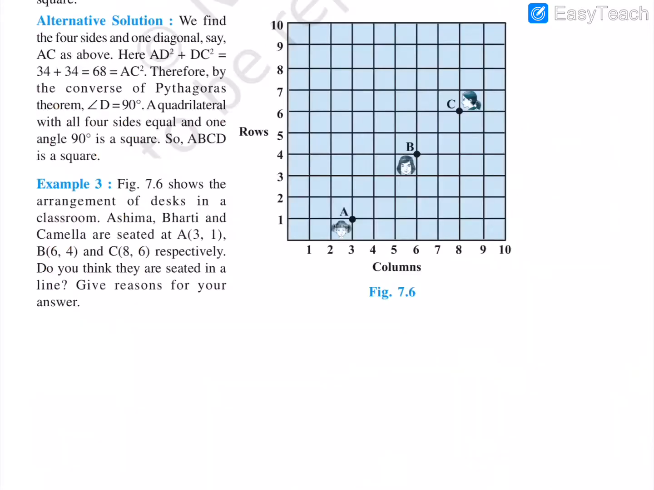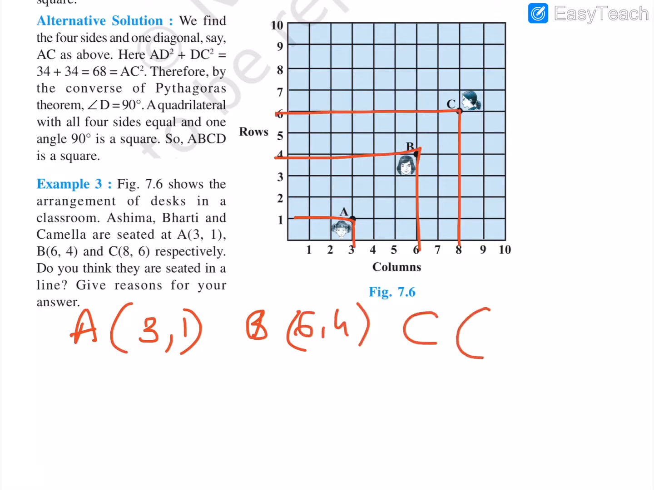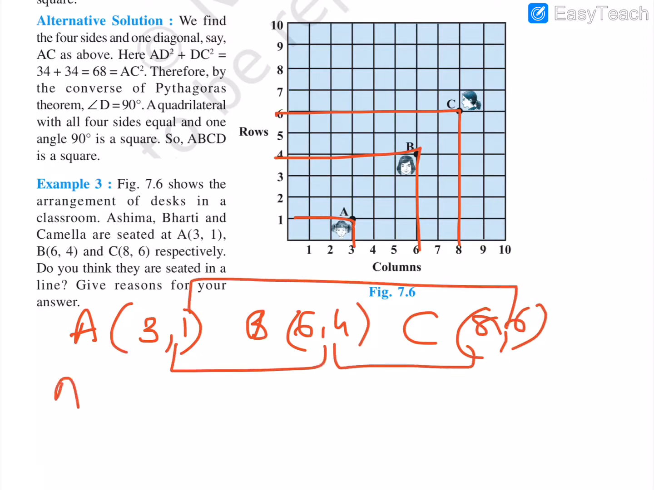Now moving on to the next question. Here the figure shows the arrangement of desks in a classroom. Ashima, Bharati and Kamala are seated at (3, 1), (6, 4), (8, 6). Do you think they are seated in a line or not? So how do we find out whether they are seated in a line? Let us take the points A (3, 1), B (6, 4), C (8, 6). Now let us find the distances between these, so let us find AB, BC, AC.